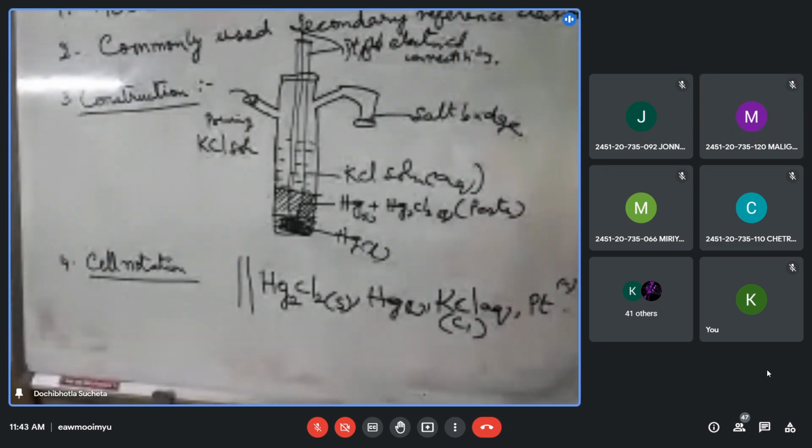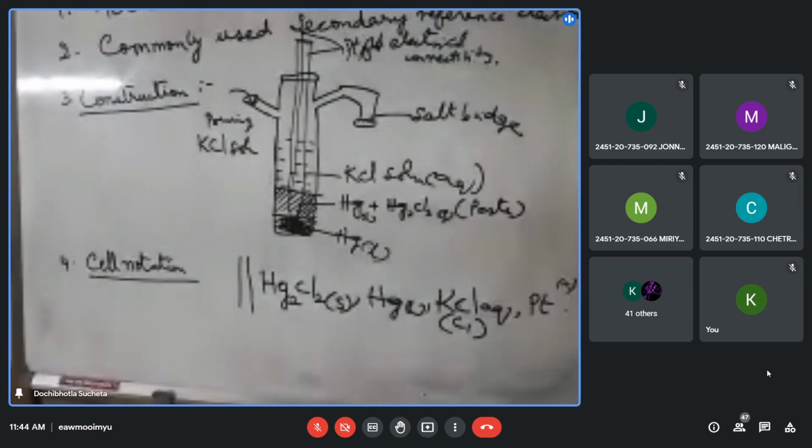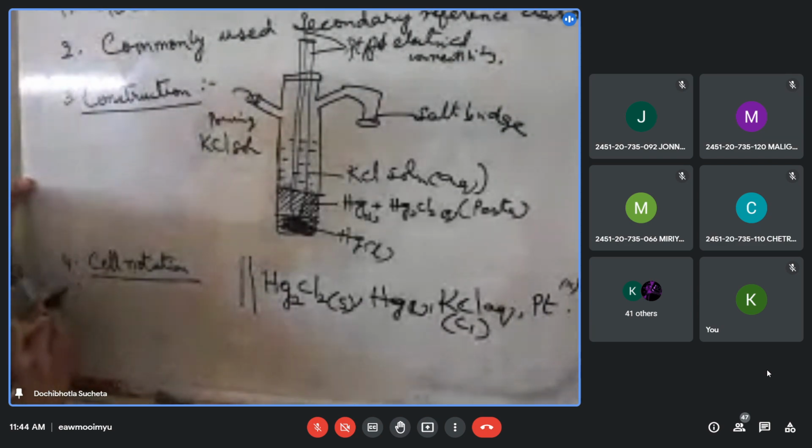But did every one of you understand the cell notation? Hg2Cl2 solid, Hg liquid, KCl aqueous, and its concentration is important, so I've kept it as C1, and platinum. Why I have not written concentration with the H plus ion is because it is a solid and its concentration is taken as 1 for any metals, or metal ions in the solid state. Is the point clear? Hope you are writing all with me. The notes are given, these are very important for you. That is the cell notation.